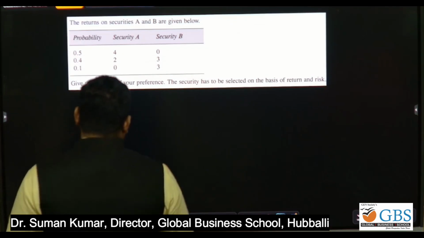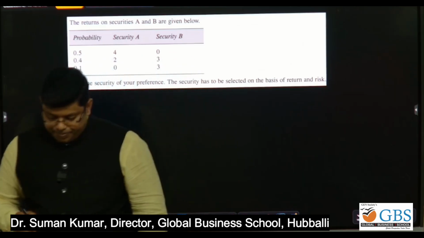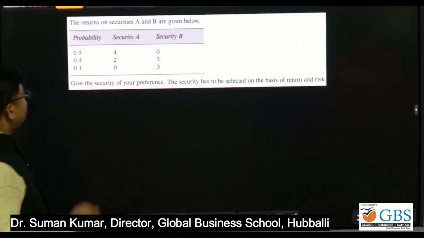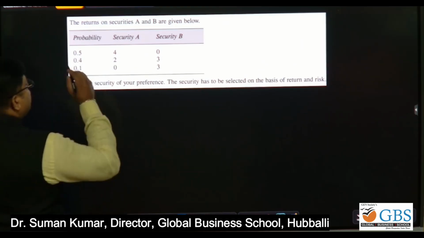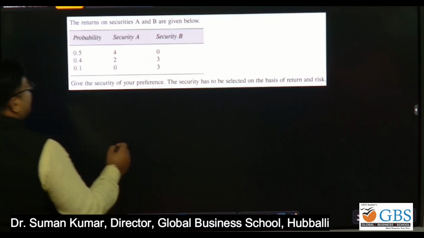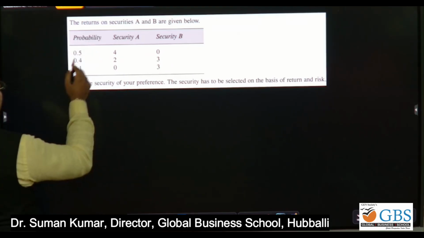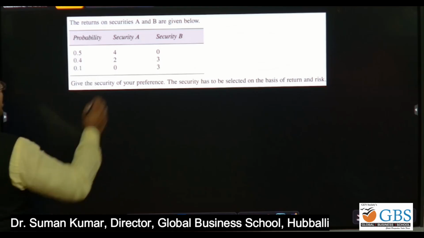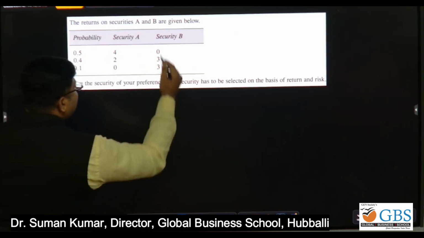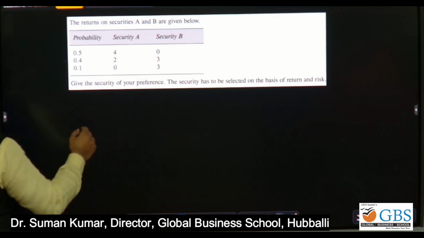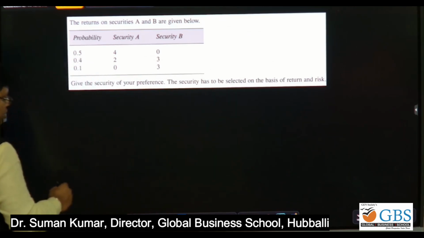Okay, you can start from here. Let me solve this. Let me read out first. The return on the security A and B are given below. Probability, security A, security B. Okay, probability of both the securities are given 0.5, 0.4, 0.1, and the returns are also given, 4, 2, 0 for security A and 0, 3, 3 for security B. Our job is to find out which is good on the basis of return and risk. Okay, so how to solve this?